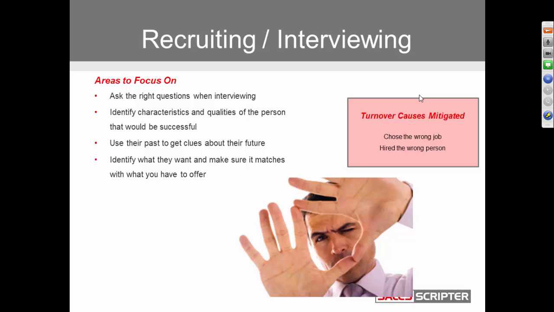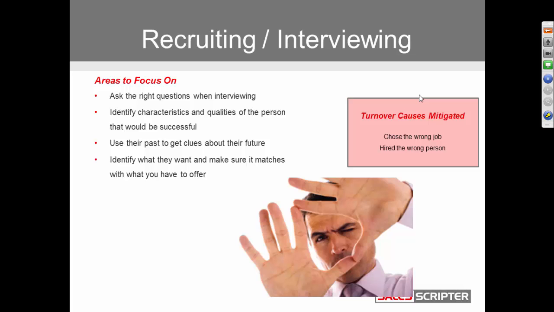Make a list of those characteristics. Do you want someone that has a family? Do you want someone that is more young and more able to travel a lot more? Someone who is outgoing, someone that's more analytical. Think about those characteristics that you need in that person, and then ask the questions to identify if they have those characteristics.